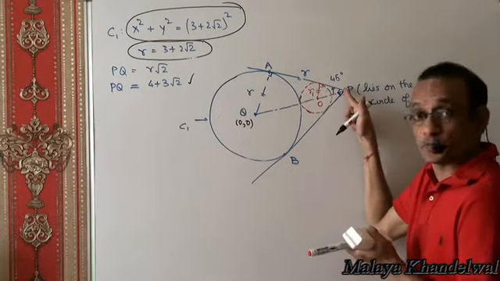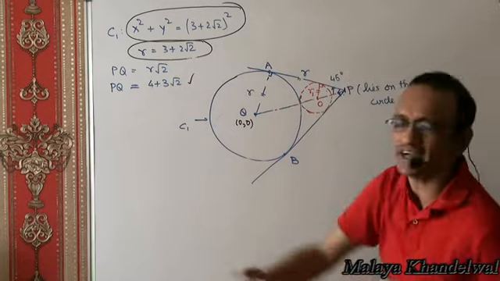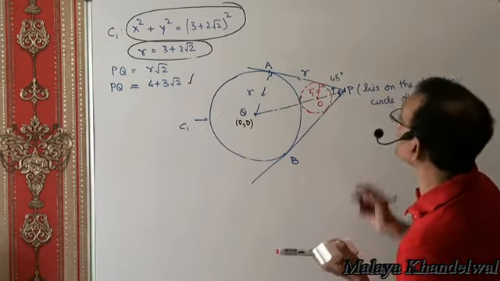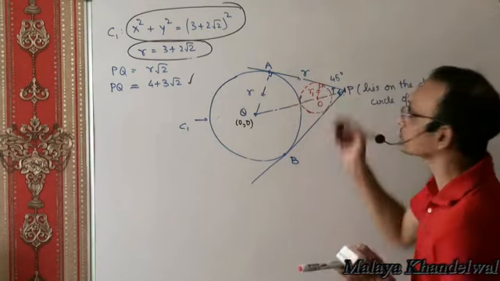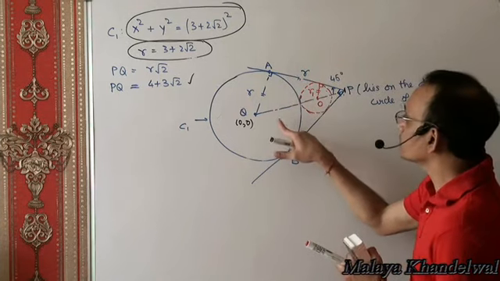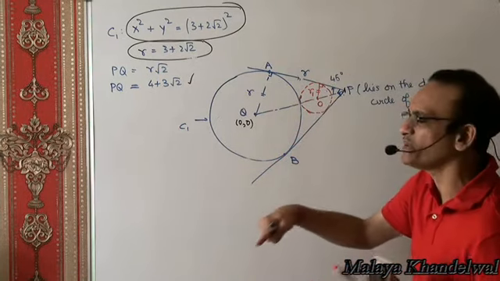Now from this point P, which lies on the director circle of the circle, two tangents are drawn, PA and PB. And there is another circle that is created, as you see in the red, right? And this circle is supposed to be touching the blue circle and the pair of tangents PA and PB.